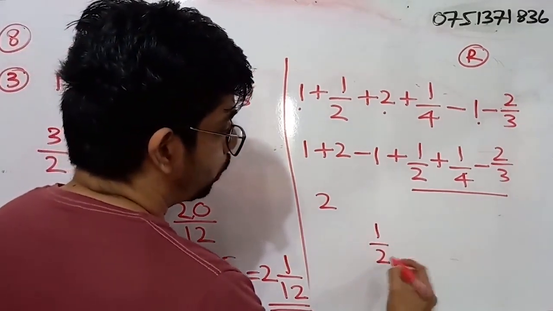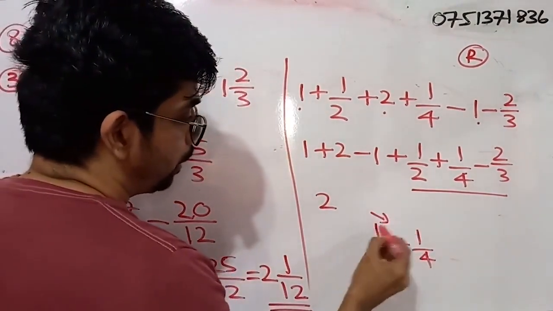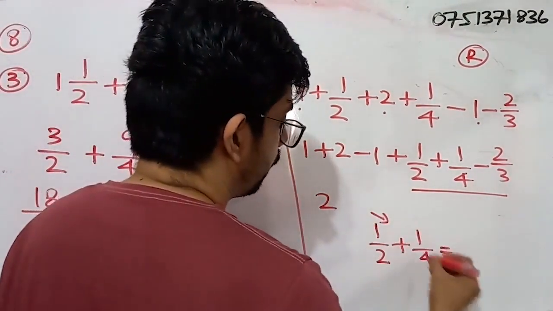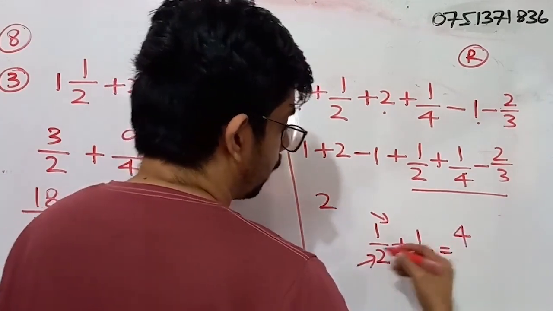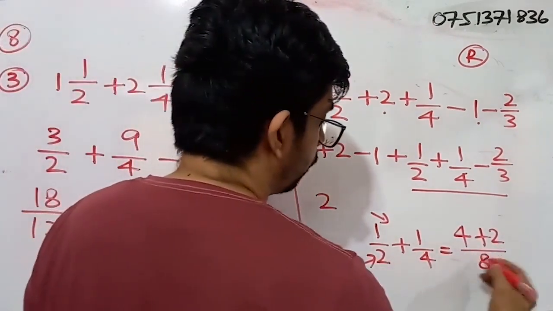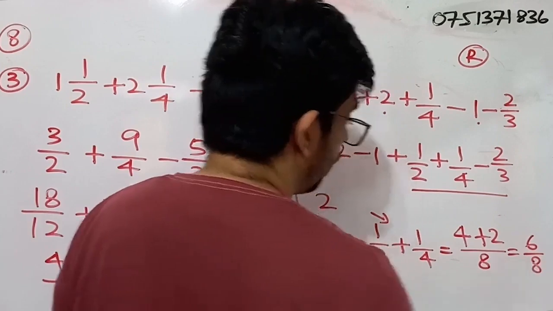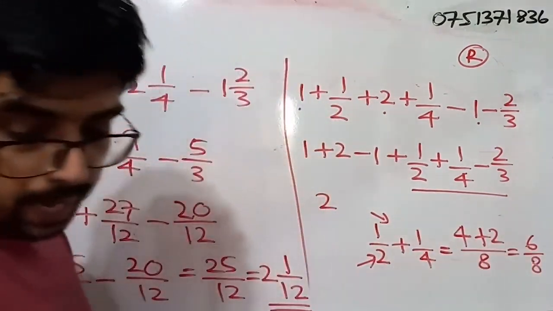So 1 by 2 we have to add 1 by 4. So we need to cross multiply in this direction. So 1 times 4, that is 4. Next we cross multiply in this direction. 2 times 1, that is 2. Then 2 times 4, we get 8. So this will be what? 6 by 8. So the outcome of these two is 6 by 8.